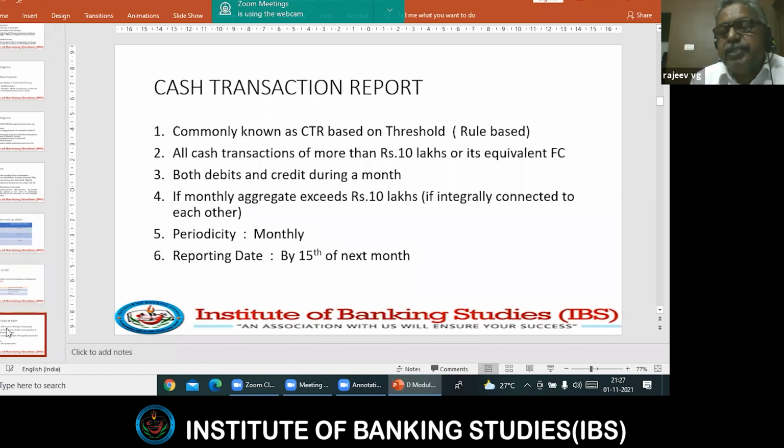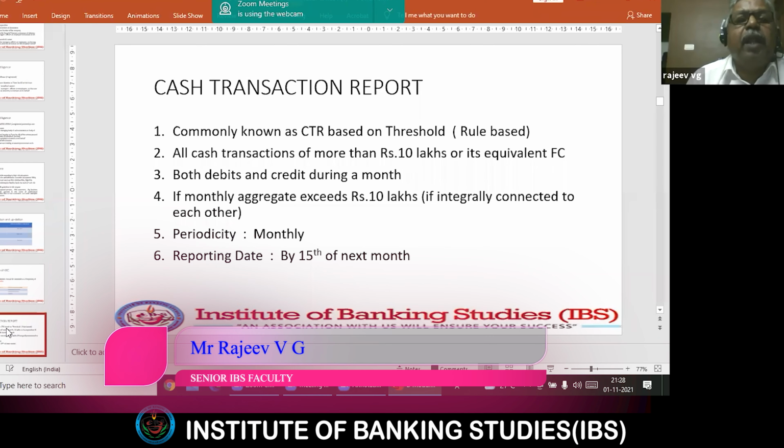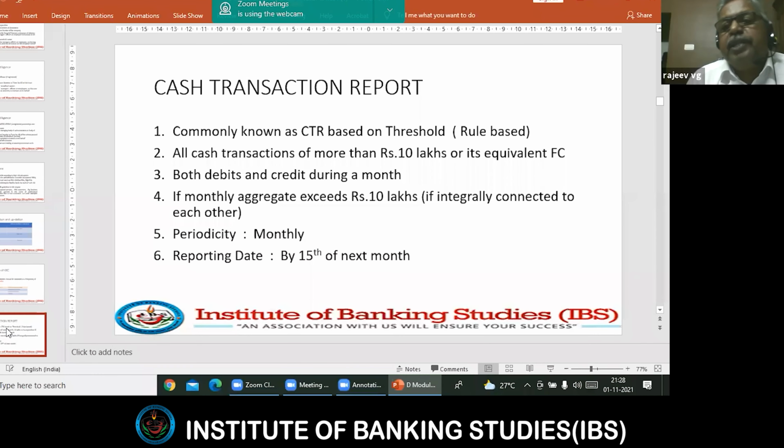Then monitoring of transactions: the cash transaction report, commonly known as CTR, based on threshold. All cash transactions of more than rupees 10 lakhs or its equivalent in foreign currency need to be reported under CTR. In practice, some banks may maintain a separate register for recording cash transactions of 10 lakhs and above. But the instruction in respect of KYC for CTR as per the PMLA is more than rupees 10 lakhs. Clear? Whether it is a credit or a debit, it has to be reported.